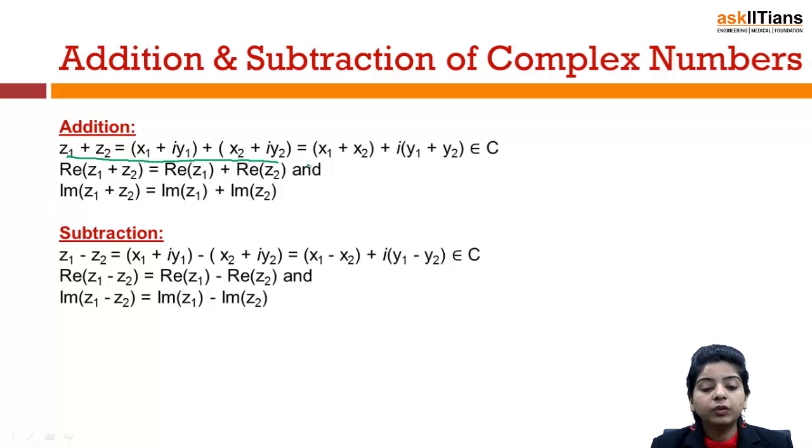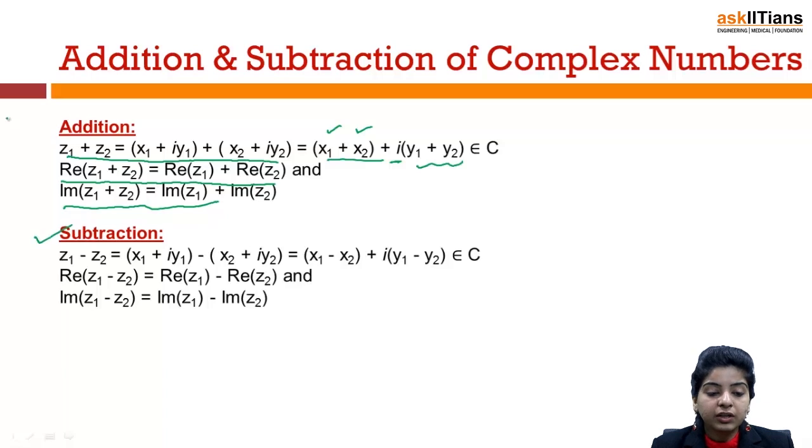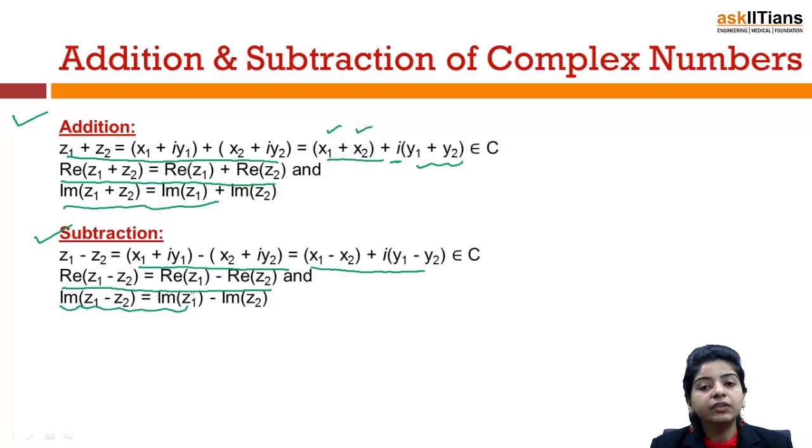That would be x1 plus x2, that is real part of first gets added to real part of second, plus iota times imaginary part of first gets added to imaginary part of second. That is real z1 plus z2 is real z1 plus real z2, and imaginary z1 plus z2 is equal to imaginary z1 plus imaginary z2. Now subtraction, similarly z1 minus z2 is this, so real parts get subtracted and imaginary parts get subtracted, and real z1 minus z2 is real z1 minus real z2, and imaginary z1 minus z2 again is imaginary z1 minus imaginary z2.